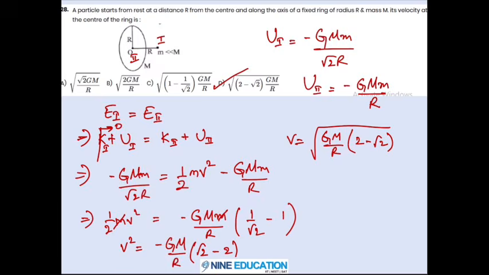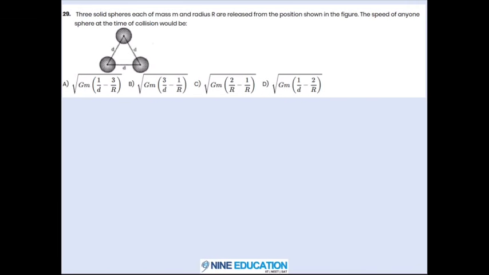Moving on to the next question. 3 solid spheres, each of mass m and radius r, are released from the position as shown here. The speed of any one sphere at the time of collision. So at the time of collision, the 3 spheres would be touching each other like this. Therefore, distance between any 2 spheres would be 2r at the time of collision. Initially, what is the distance between 2 spheres? It is d.